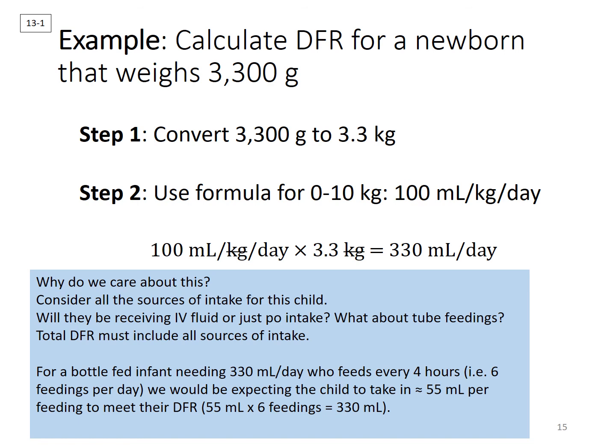We can average out how much they should take in for every feeding. So if we have an infant needing 330 milliliters per day who's only receiving PO, bottle feeds, and they feed every 4 hours, so about 6 feedings per day, we would expect the child to take in approximately 55 milliliters per feeding to meet their DFR. Does that make sense? Okay.